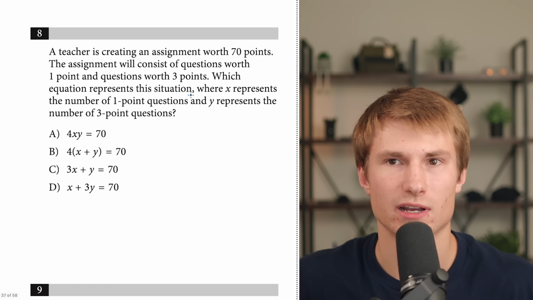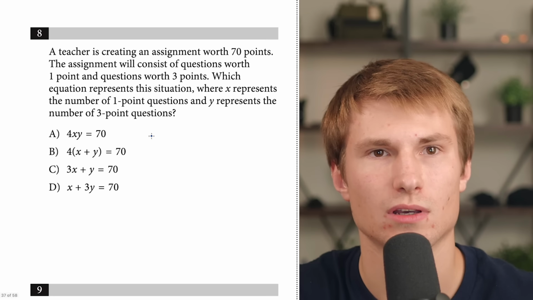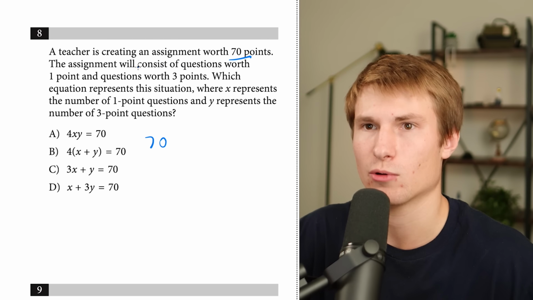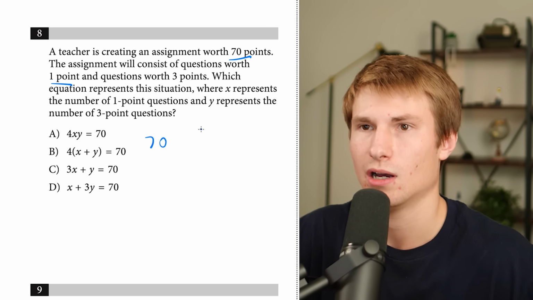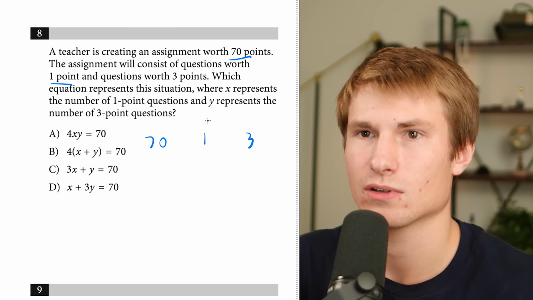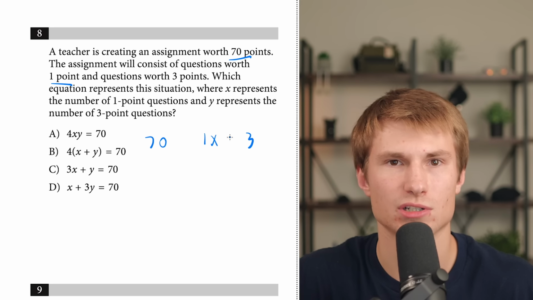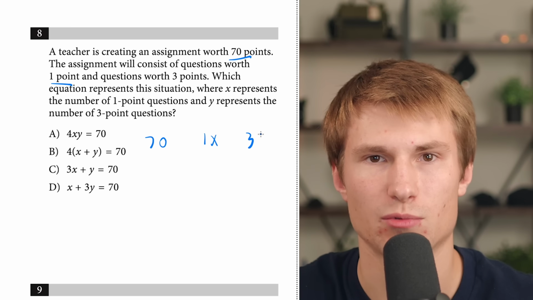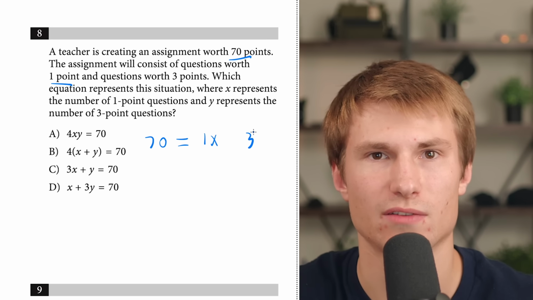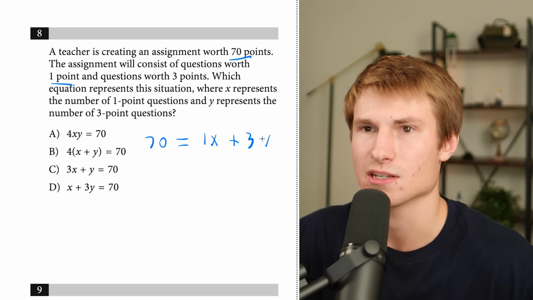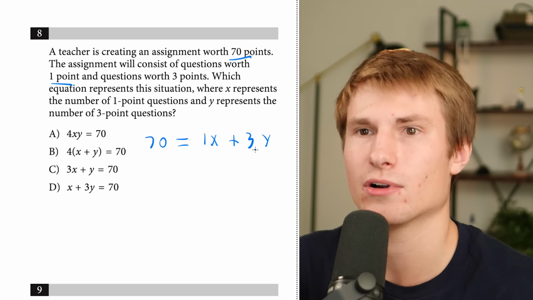A teacher is creating an assignment worth 70 points. Okay, I'm guessing that is going to be a total. The assignment will consist of questions worth 1 point and questions worth 3 points. Which equation represents a situation where x represents the number of 1 point questions, y represents the number of 3 point questions? Okay, it's going to total out to 70 because that's how much the whole assignment is worth. These are going to sum together. It says y represents 3 point questions. Okay, so we have our equation here.